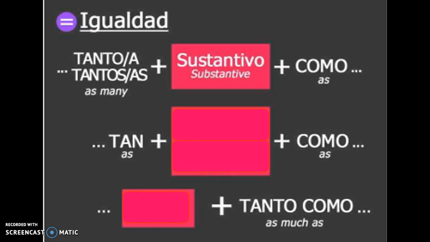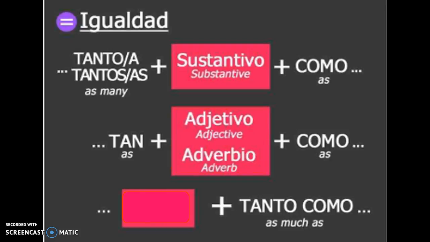Your noun is going to go in between tanto and como. If you are using an adjective or an adverbio, you're going to use the formula of tan and como, and you're going to put your adjectives and your adverbs in between tan and como. And then finally, if you have a verb, guess what? It's going to follow a similar pattern to superioridad. Your verb is going to come in front of tanto como.